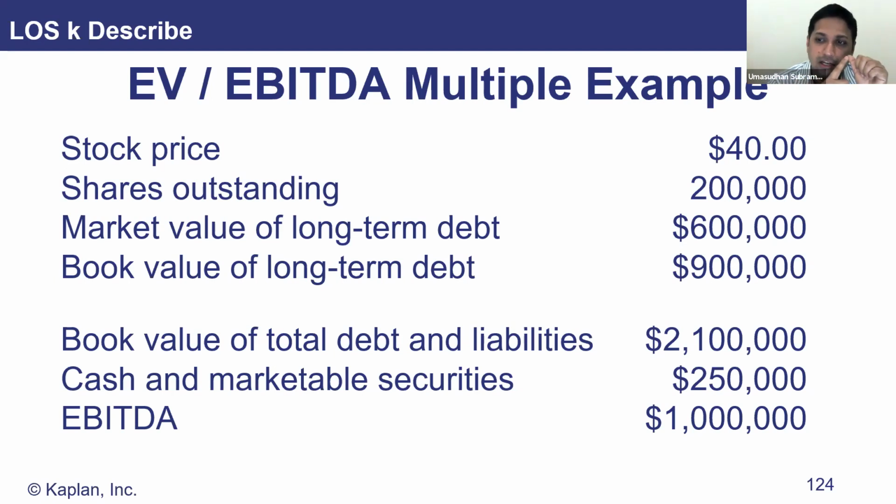Number one, market value of your equity, which is the market capitalization, plus market value of your debt, which is your 600,000 of long-term debt, and then the short-term debt. So that's going to be your 1.2 million, minus cash and marketable securities, 250,000. So that's going to be your EV.